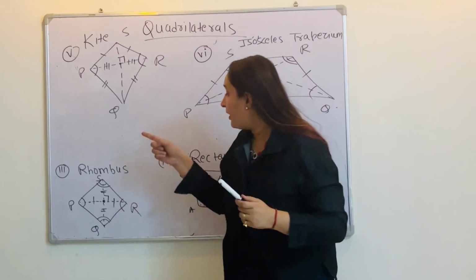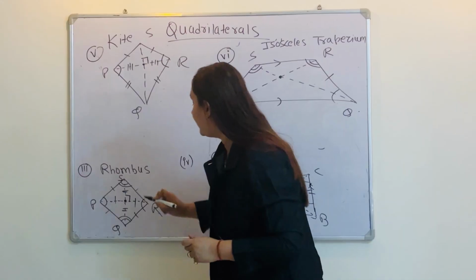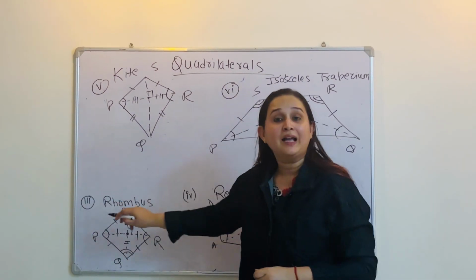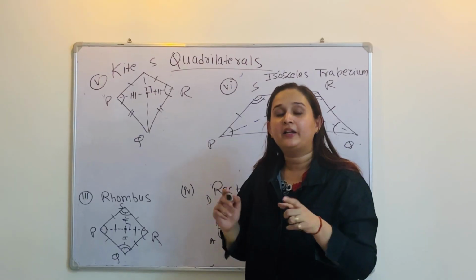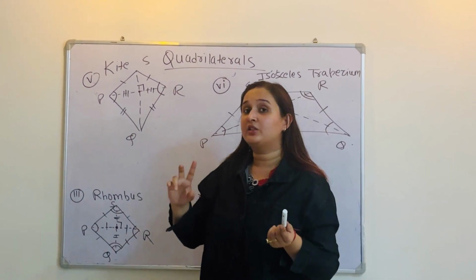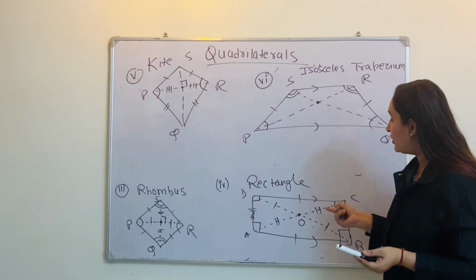So a quick recap, a rhombus is one in which all the four sides are equal, opposite angles are equal, diagonals bisect each other at 90 degrees, but they are not equal. But in a square, the diagonals were equal. Now let's move to the fourth quadrilateral, which is a rectangle.